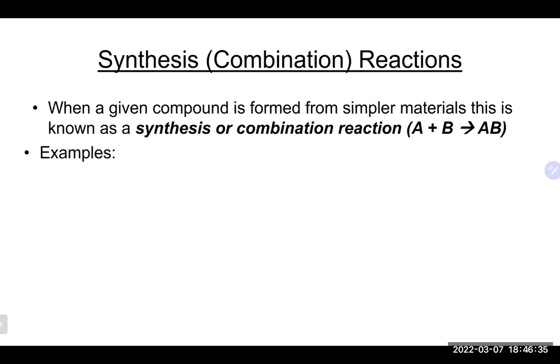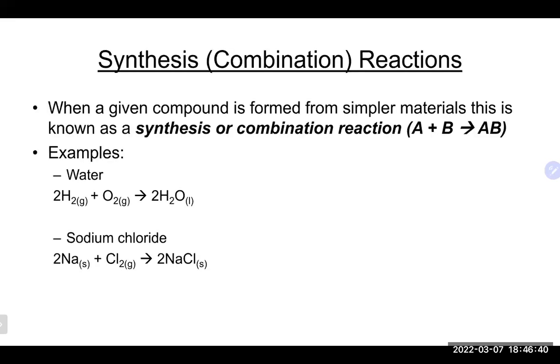The first type of reaction is a synthesis or combination reaction. And a synthesis or combination reaction has this general formula: A plus B makes AB. Basically, you take two things and you make one thing. So if you see two things on the left-hand side of the arrow, one thing on the right, that is your classic synthesis or combination reaction. Two things that make one thing.